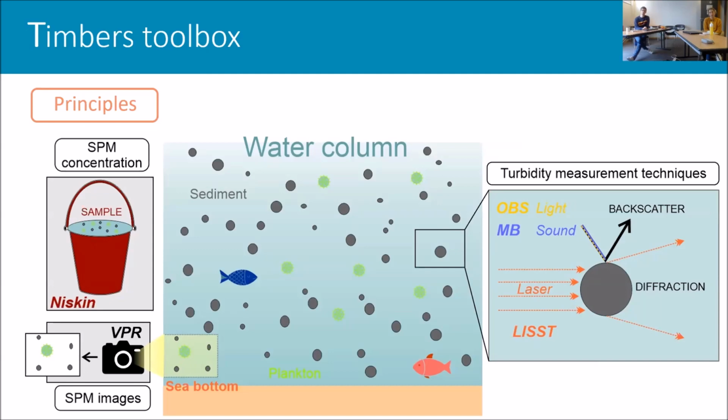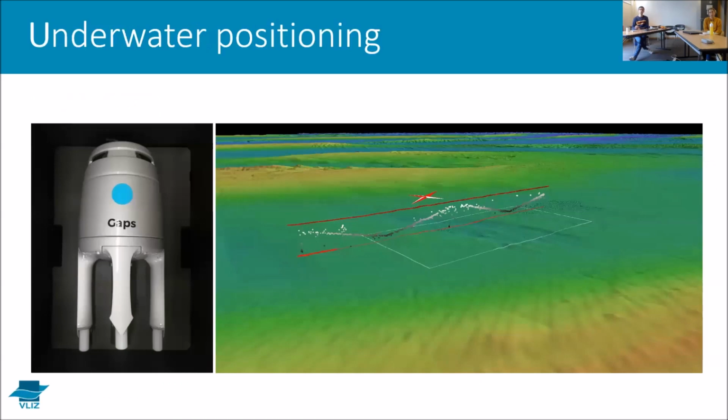Because we are towing the VPR through the water column, we cannot use the GPS of the vessel anymore. And that's why since a couple of months, we started using our GAPS system to locate the VPR and to precisely match water column data with in situ turbidity measurements. And here on this 3D image, you can see a yo-yo movement of our VPR through the water column in our reference area.